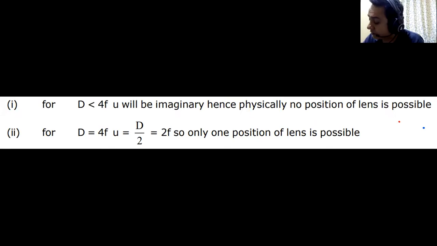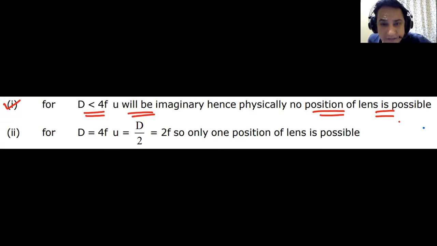If D is less than 4F, there will be no position of lens possible because the image that you will get would be imaginary. Do we understand this? If the distance D is less than 4 times F, there is no position of the lens possible where you can get a real image.